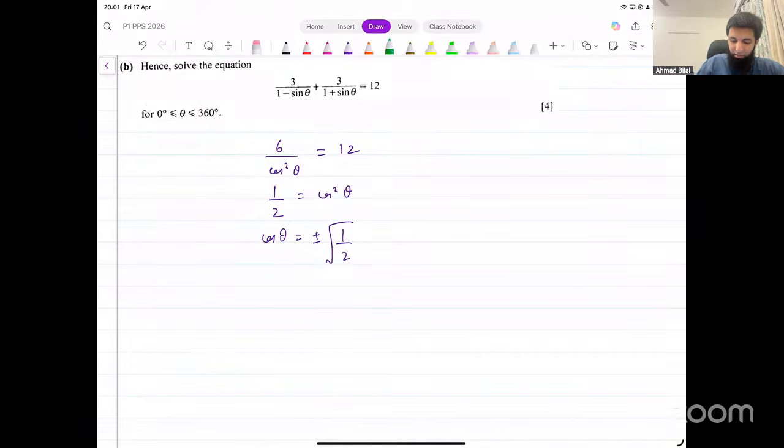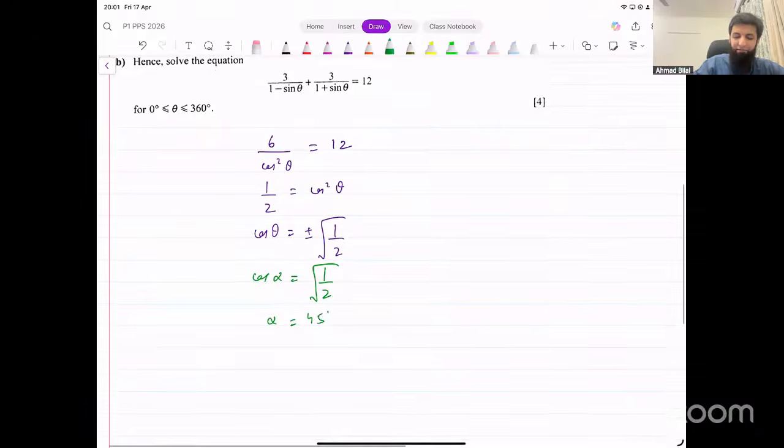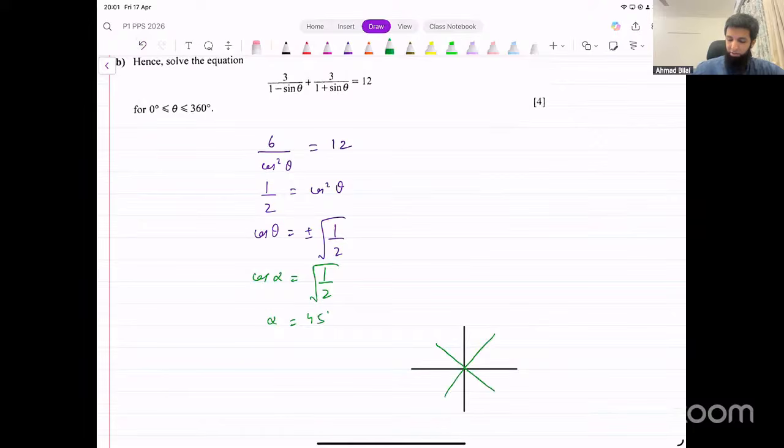Now find the basic angle. Cos alpha equals square root of 1 over 2. What's the basic angle that we get? In degrees, is it 45? Under root 2 over 2, I think it is 45. Yeah, 45. Basic angle is 45. Now, which quadrants can we be in? We can be in any of the 4 quadrants. All 4 quadrants are possible. So you write down the possible answers in all 4 quadrants from 0 to 360. This could be alpha, this could be alpha, this could be alpha, and this could be alpha.